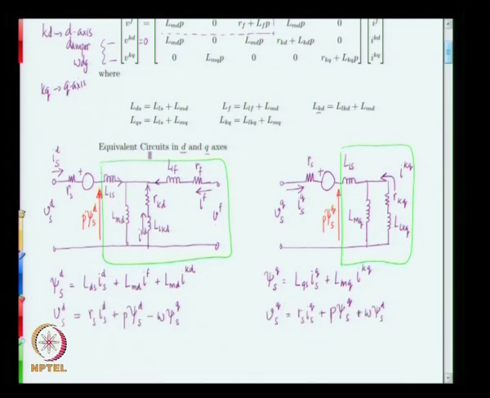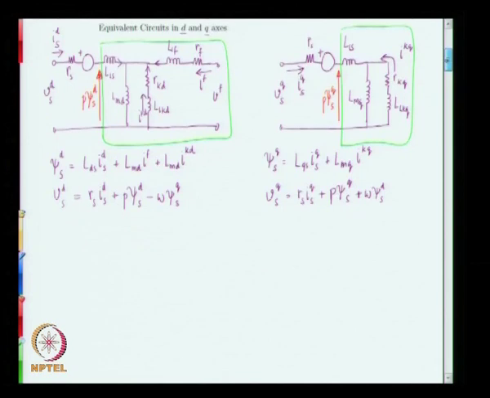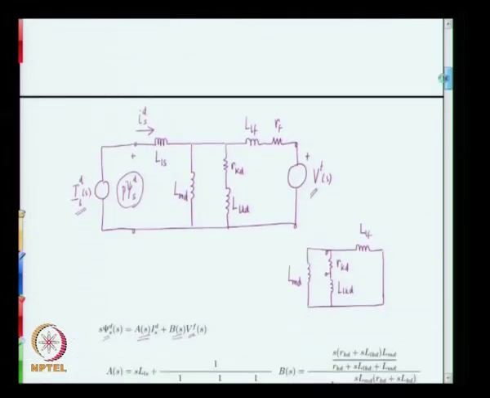For this d axis equivalent circuit, as far as the circuit portion enclosed in the green rectangle is concerned, what you have is Vf of S here and another input that is going here is Id of S. In the q axis case the only input is Iq of S. So in order to look at that portion of the circuit in greater detail, we drew that portion of the d axis equivalent circuit first, which is then excited by your Id of S and Vf of S, and this is your output variable that we are interested in.